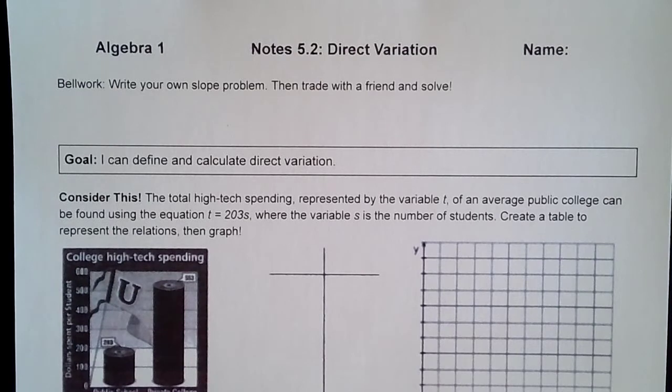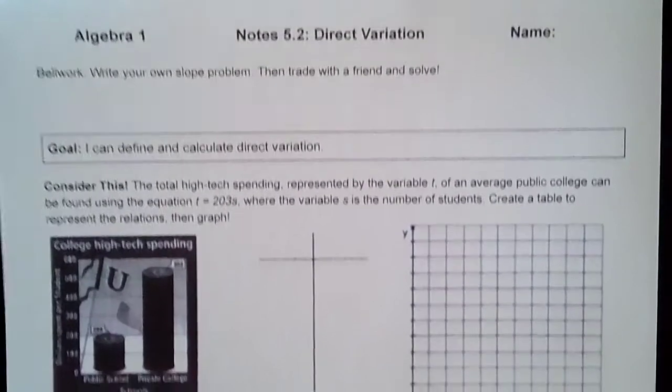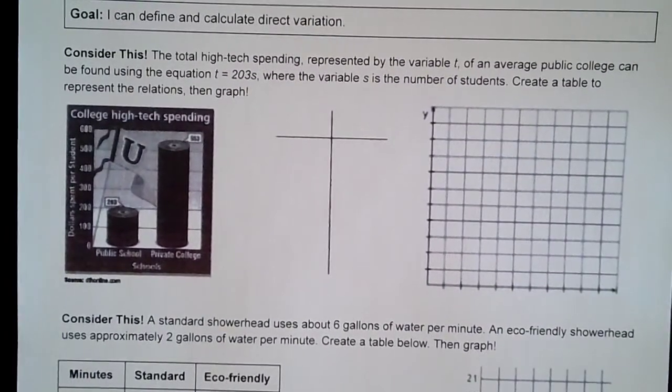Otherwise, the goal for the day is I can define and calculate direct variation. Don't freak out by this big fancy phrase, direct variation. It's just another type of slope. I'm going to keep pounding that into your heads. We have a lot of different names for slope, but at the end of the day, they all basically mean the same thing with just a few tweaks. So let's jump right in and look at a real life example.